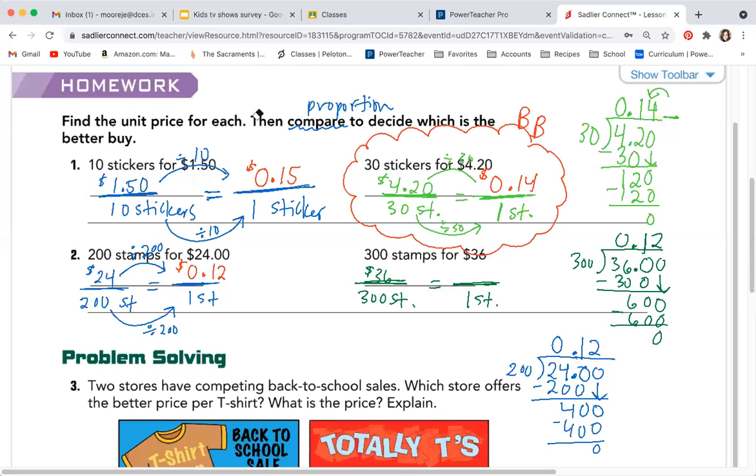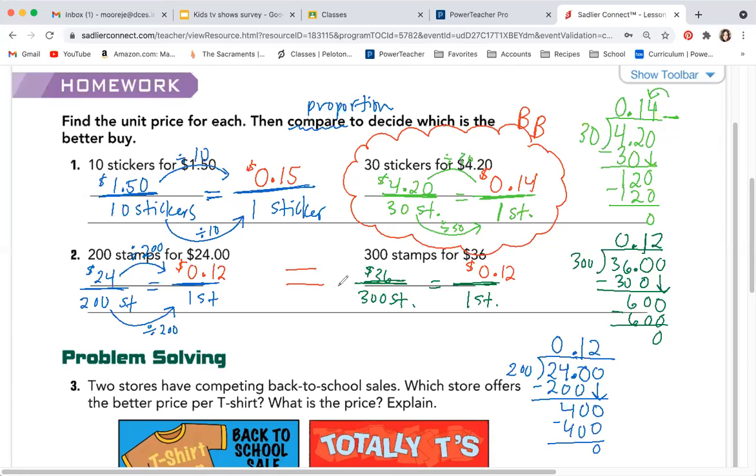So what does that mean? They're equal. So neither situation is necessarily a better buy. They're both equal. So you just select what quantity you truly need at the time. If you don't need a ton of stamps, then don't buy a ton of stamps. But their value is the same. So you can feel good that if you ended up buying less, you still paid the same amount per unit, per item.